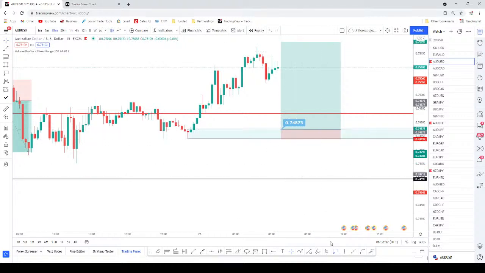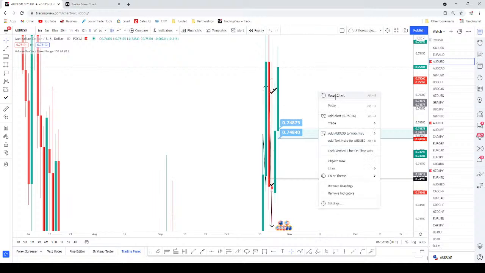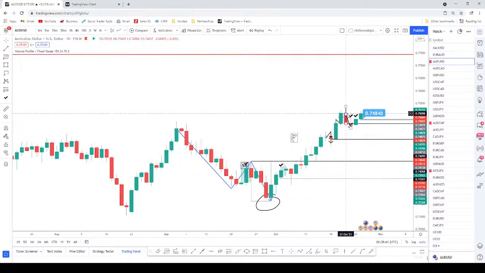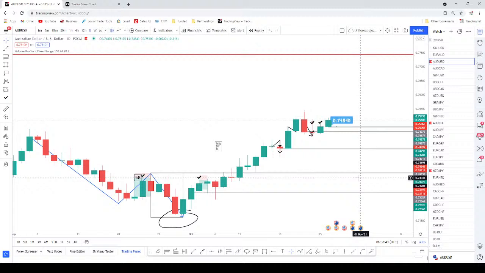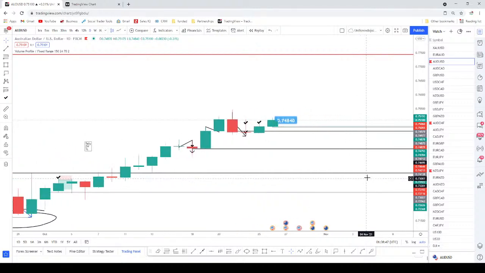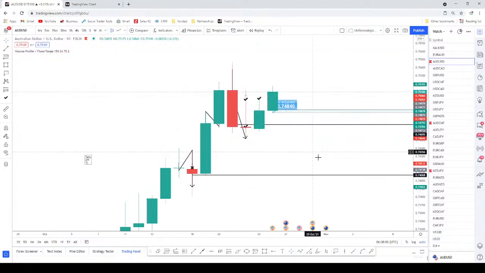By potential, I mean manage your risk. Don't just dive into trades blindly. And then let's go back into the daily and take a look at what's been happening on the daily. We are bullish. We're extremely bullish. And we can see there's some liquidity at the top there.